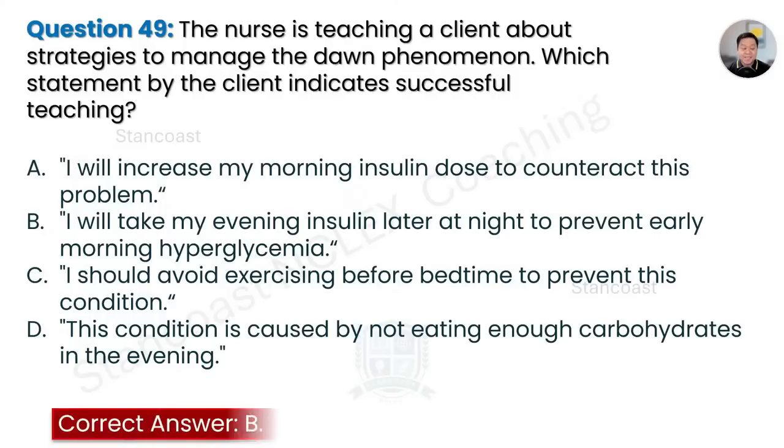The answer is letter B. The phenomenon results from early morning surges in growth hormone and cortisol, which can increase the glucose production, and delaying the evening insulin dose provides better glucose control during this period.